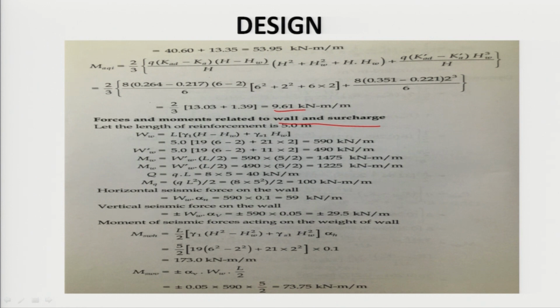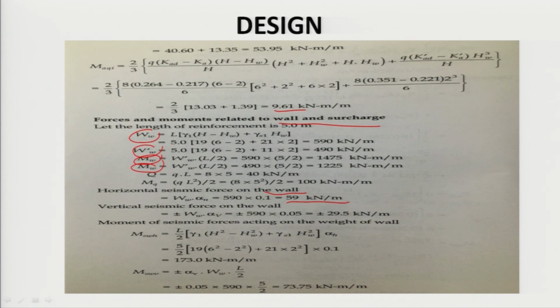So let the length of reinforcement be 5 meter. So W, W dash, WM, W dash Q and MQ we will calculate after putting the value of each parameter in this equation. And so finally the horizontal seismic force on the wall will be calculated by W W dash into alpha n, that will be equal to 59 kilonewton per meter.